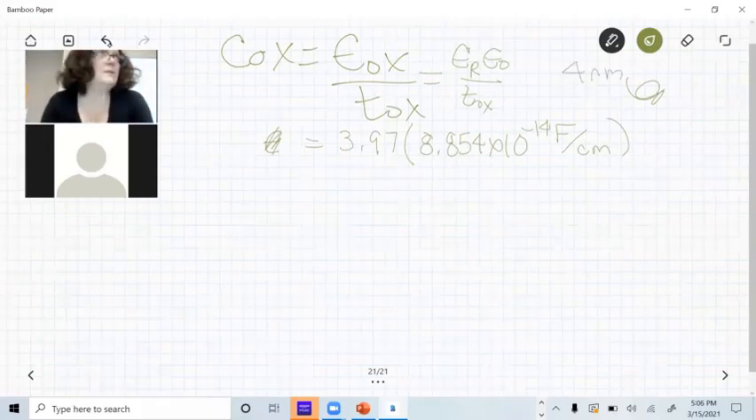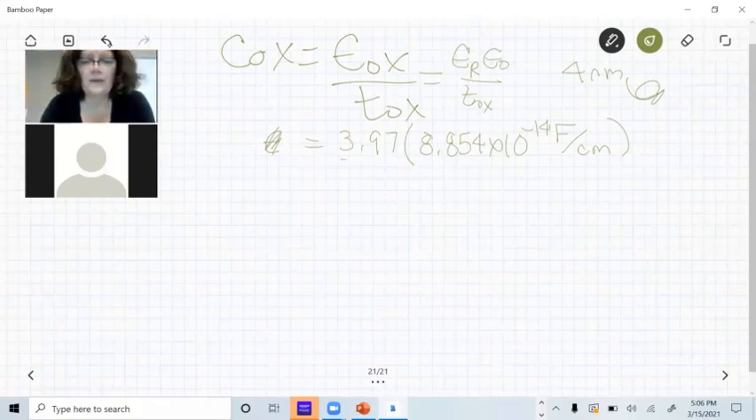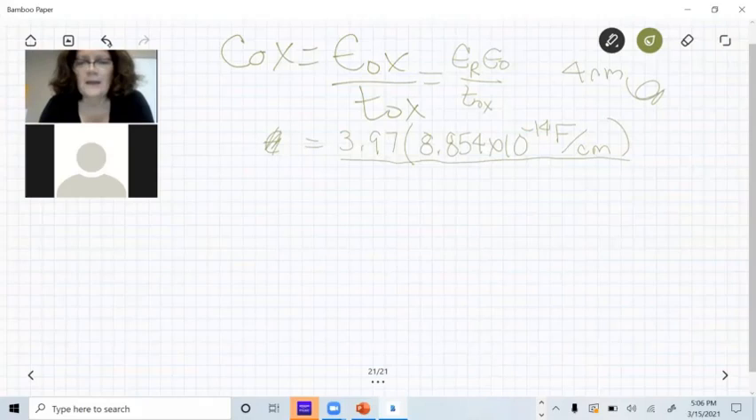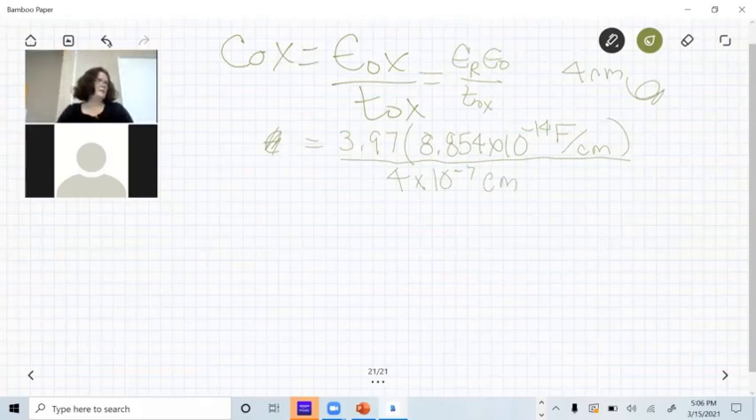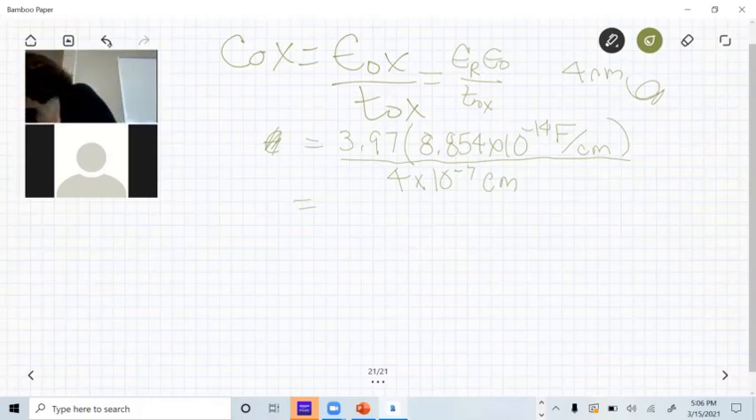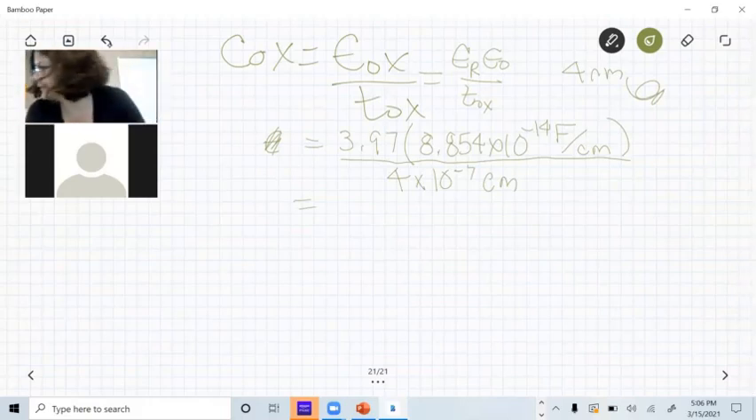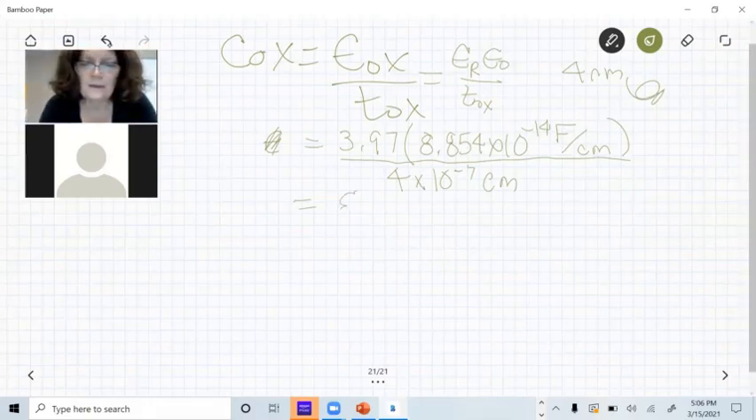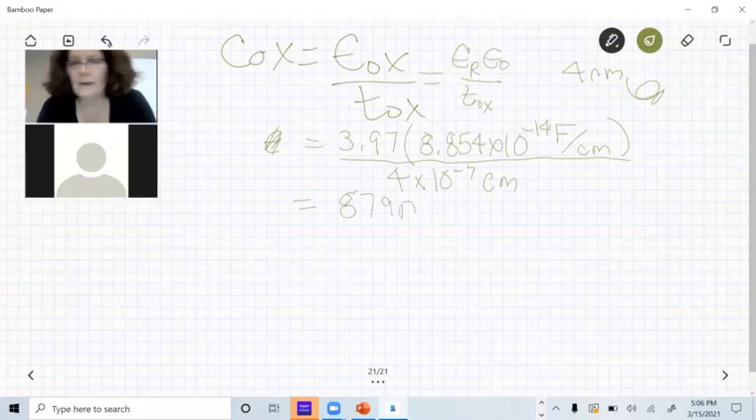In order to make the units match up, I have to convert that into centimeters. So 4 nanometers is 4 times 10 to the minus 7th centimeters. Now I'm going to have an answer that's at least in something reasonable. I punch that into my calculator, and what I get is 8.79 times 10 to the minus 9. So this is nanofarads per centimeter squared.